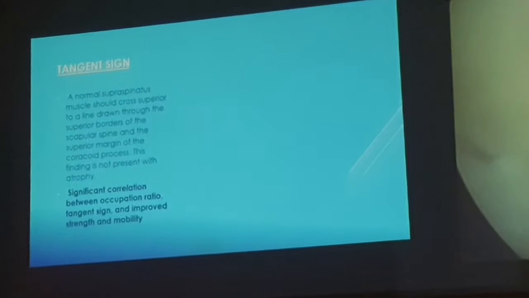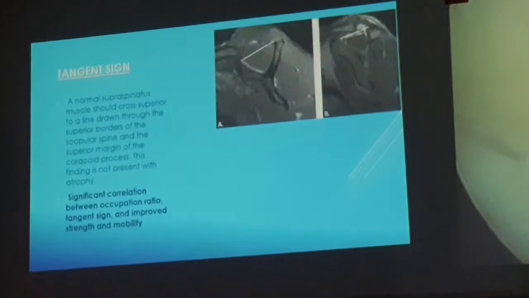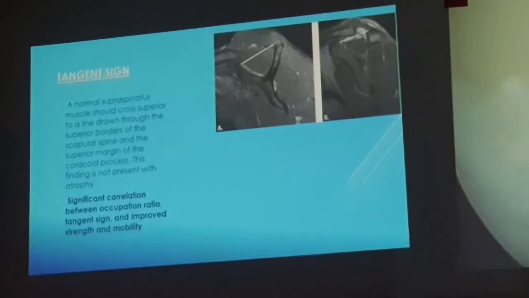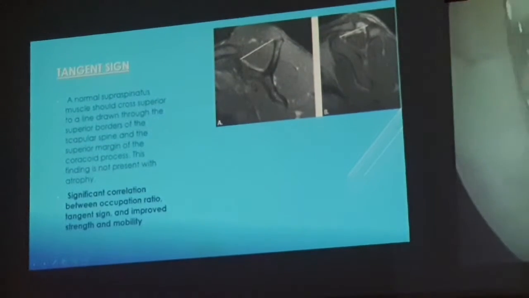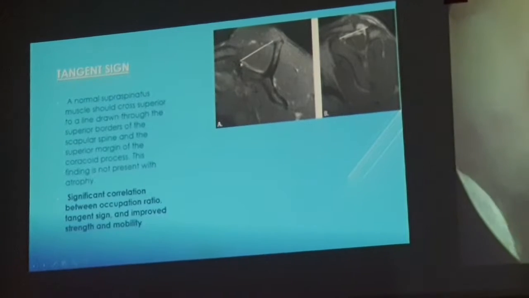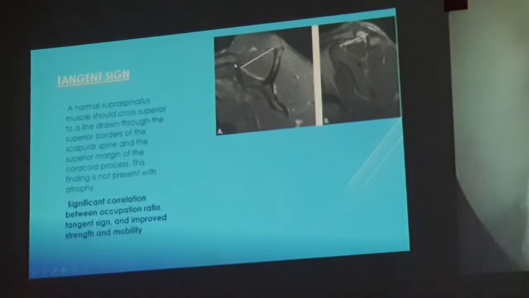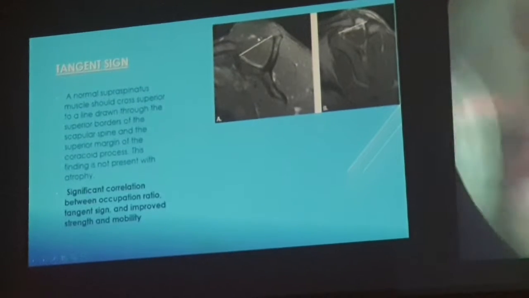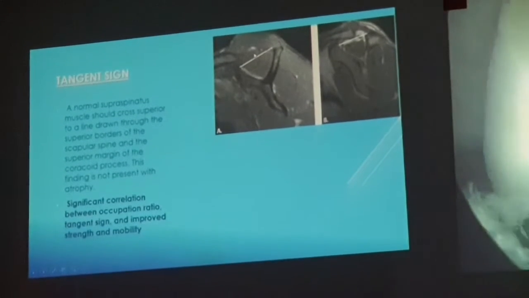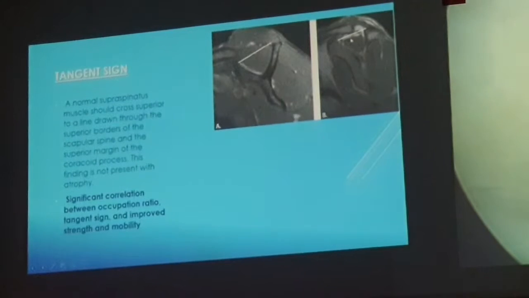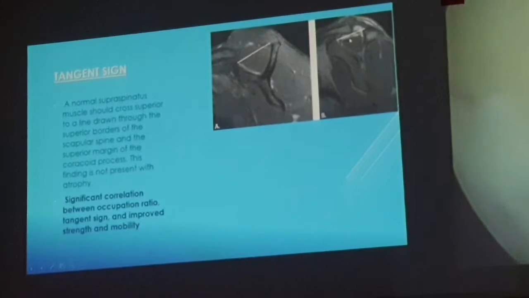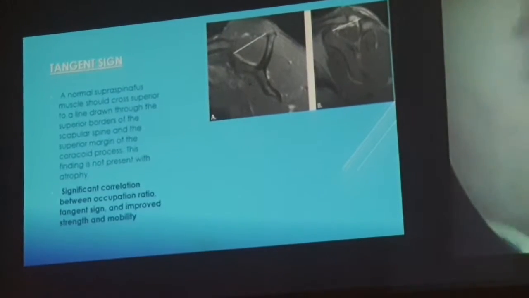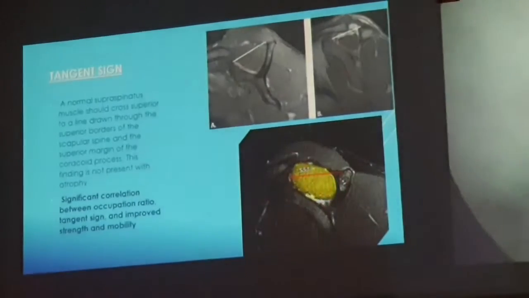A simple thing to look for the muscle bulk is the tangent sign, where we take a scapular Y view and we draw a tangent line on the superior aspect of the scapula, and we look for any evidence of muscle above that. If there is any muscle present above the tangent line, we have a good muscle. But if your muscle is going below the tangent line, it indicates significant muscle atrophy, and you have a positive tangent sign. It's also called the occupancy ratio.